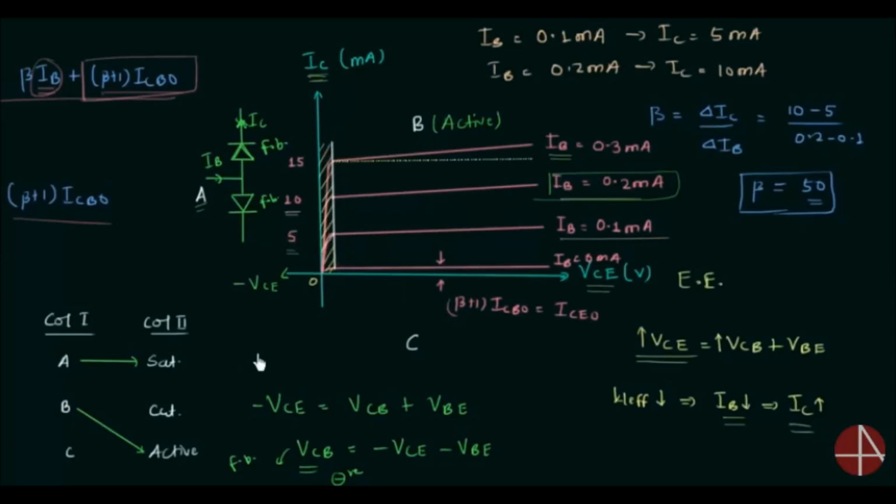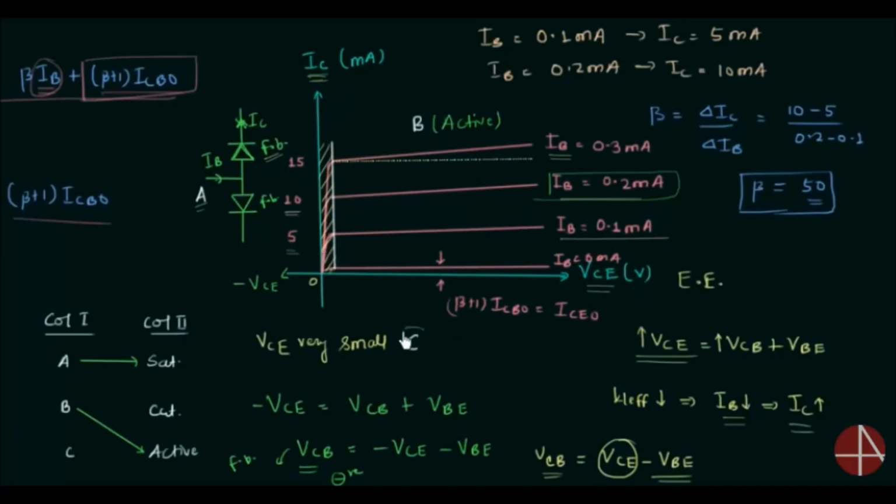I will explain why. You can see VCE is very small in this region, just greater than 0, and we have VCB equal to VCE minus VBE. When VCE is very small, VCB is negative. This means reverse biasing potential is not strong enough to reverse bias this diode, and the diode will remain forward biased. Because of this, this region is part of saturation region.